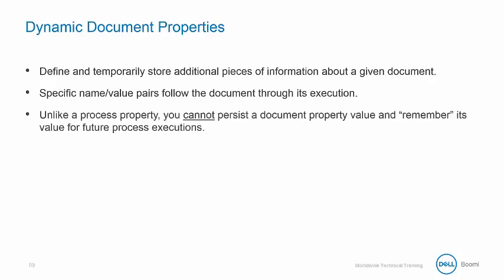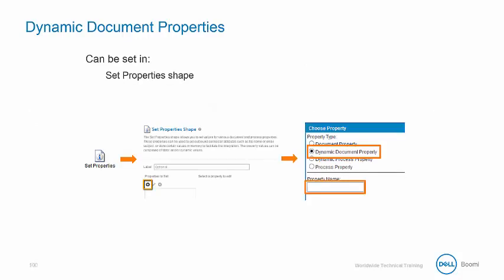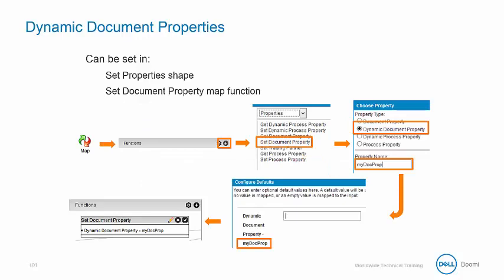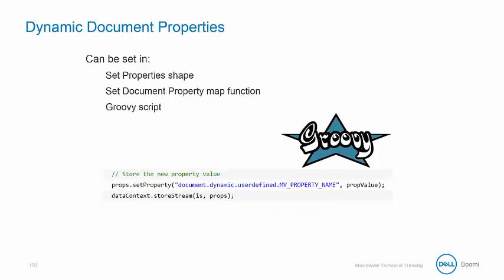And unlike a process property, you cannot persist a document property value and remember its value for future process executions. Like dynamic process properties, a dynamic document property can be set in the setProperties shape, or in a map with the setDocumentPropertyMap function. Finally, a dynamic document property can be set using GroovyScript.